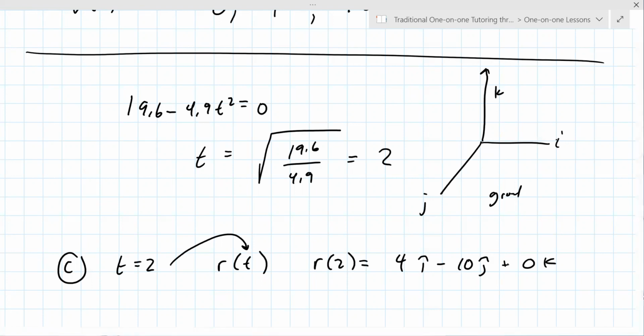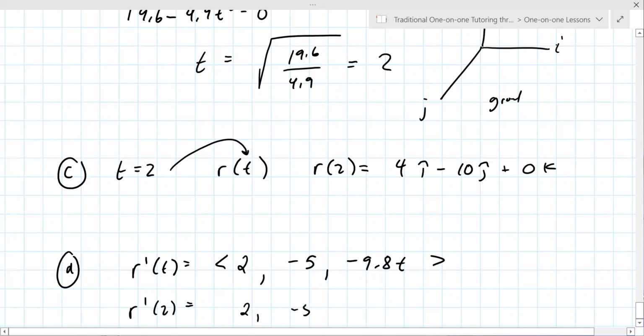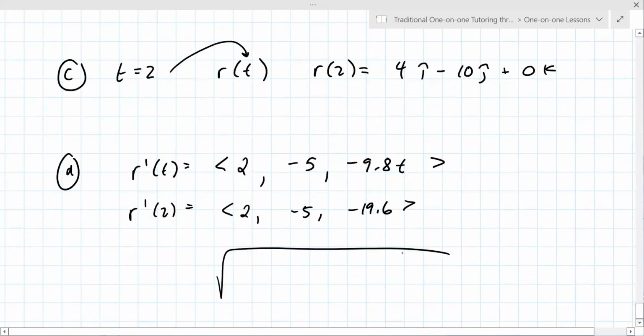Yes. Part D, you need r prime of t. So that's 2 comma minus 5 comma minus 9.8 t. And then you evaluate it at 2. So that gives you 2, minus 5, minus 19.6. But then because it wants the speed, I think you need the magnitude of this. Yeah. So it's the square root of 2 squared plus minus 5 squared plus minus 19.6 squared. Okay. That would be your final answer on that.